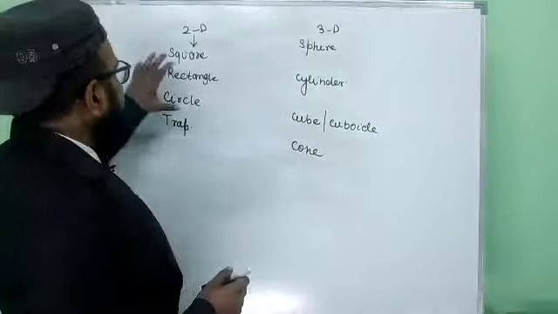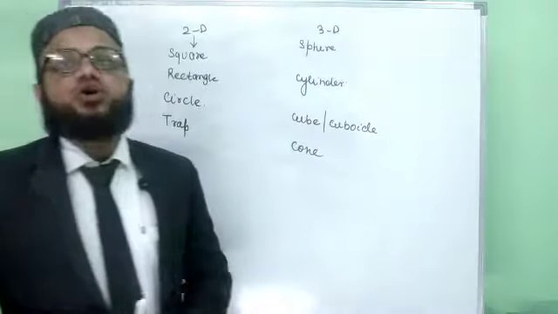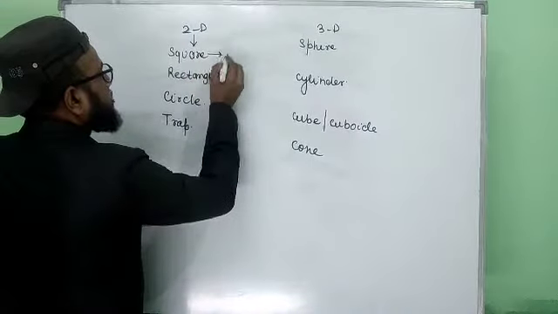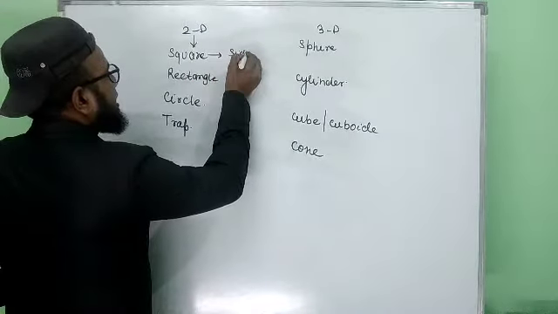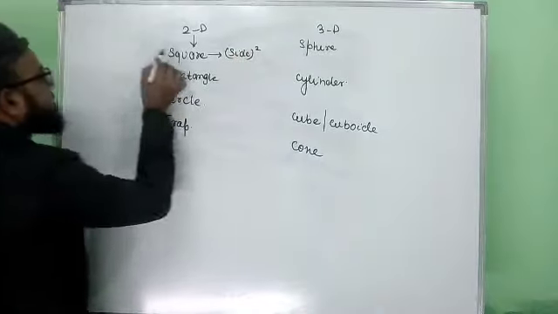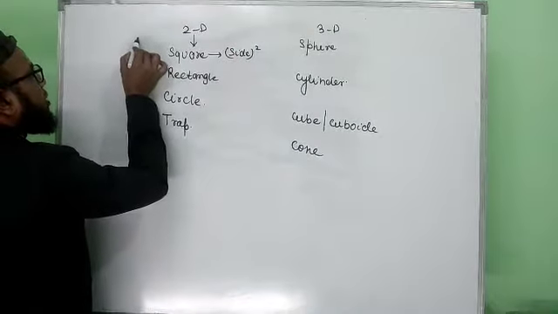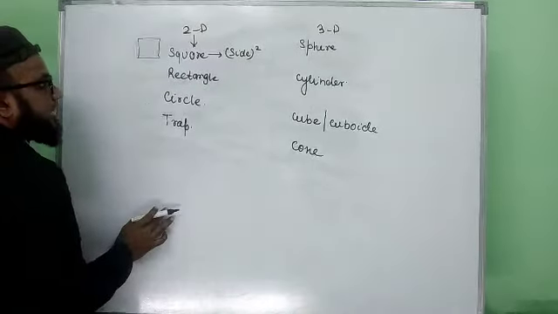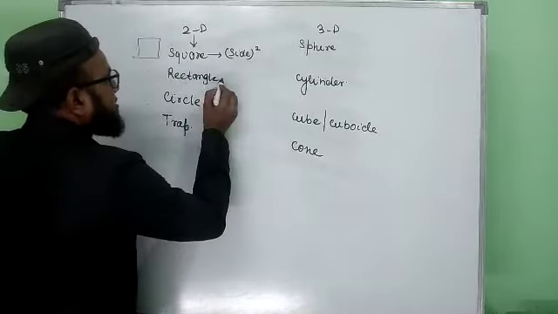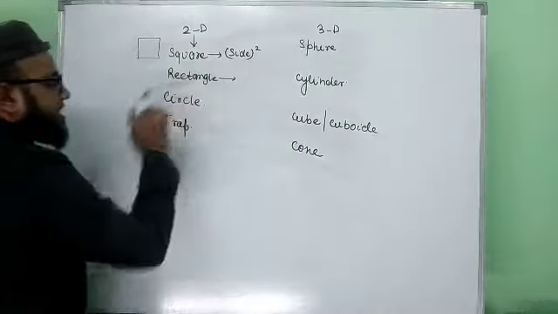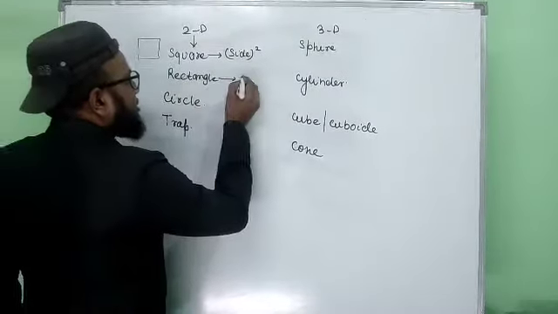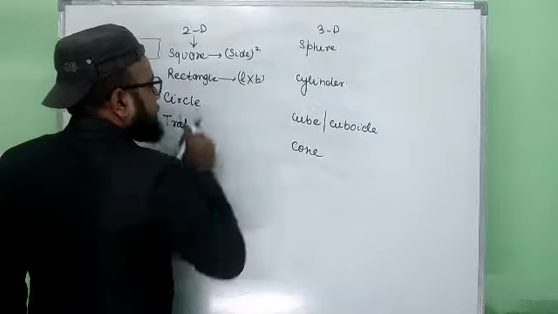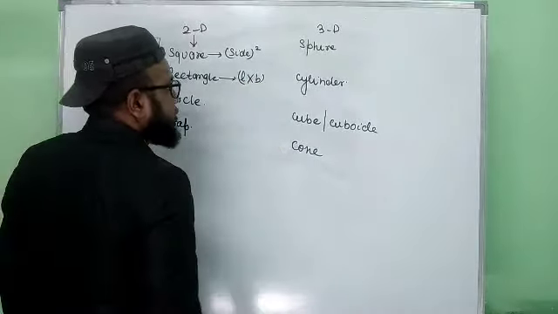But in a two-dimensional figure, it's directly based on the formula. For finding the area of a square, the formula is side squared, and the property of a square is that all four sides have equal length. For finding the area of a rectangle, the formula is length multiplied by breadth. We have to calculate using this formula, length into breadth.